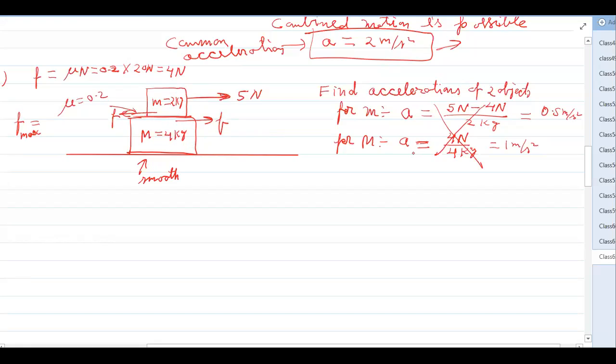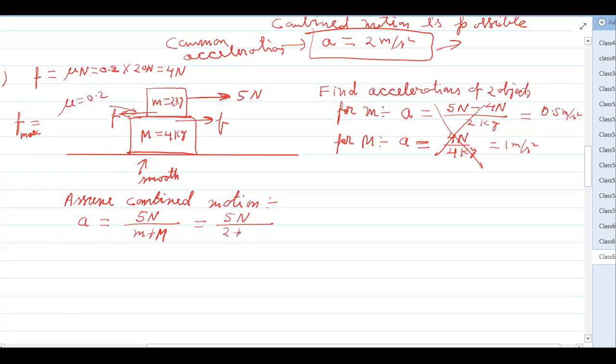The same method which we used in the last question, we will consider the combined motion. Assume combined motion. If you assume combined motion, the acceleration will be total force 5 Newton divided by total mass M plus m, that is 2 kg plus 4 kg. So acceleration is coming 5 by 6 meter per second square.